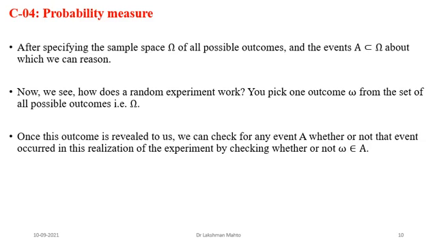Once this outcome is revealed to us, we can check for an event A whether or not that event occurred in this realization of the experiment, by checking whether the outcome you have picked is in that event A or not. If the outcome omega, small omega, is in the event A, then we say that the event A occurred. If it is not in the event A, then it did not occur. This is the way of investigating whether event A occurred or not.